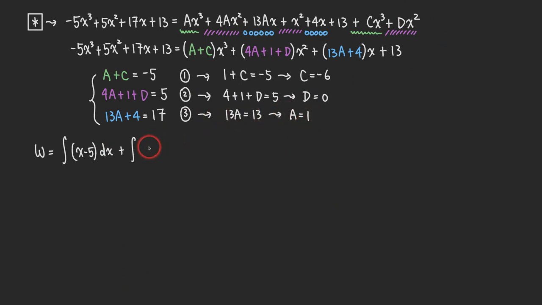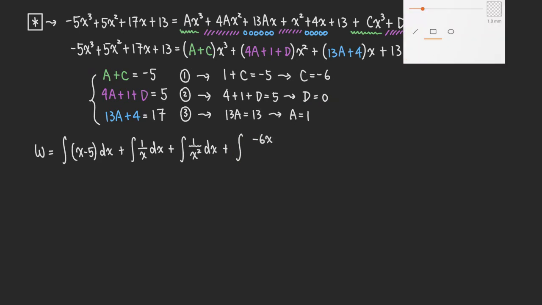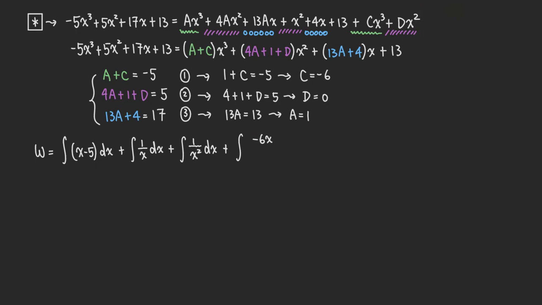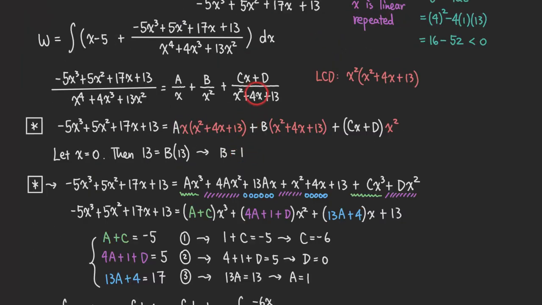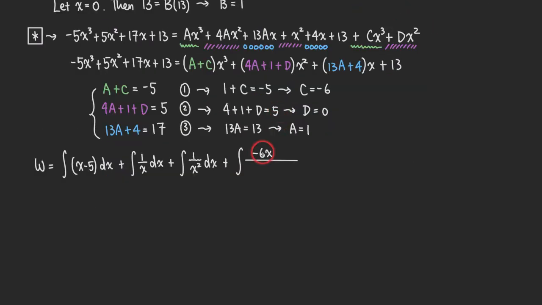So we are going to get plus, a is 1, so you're just going to get 1 over x. And then plus integral of the b is also 1, so you get 1 over x squared. And then plus, now the last one, good thing is that d is 0, right? So we have negative 6x, and then that expression. So that expression is what? I don't even remember. So it will be x squared plus 4x plus 13. Okay. So we get x squared plus 4x plus 13. And then the dx.